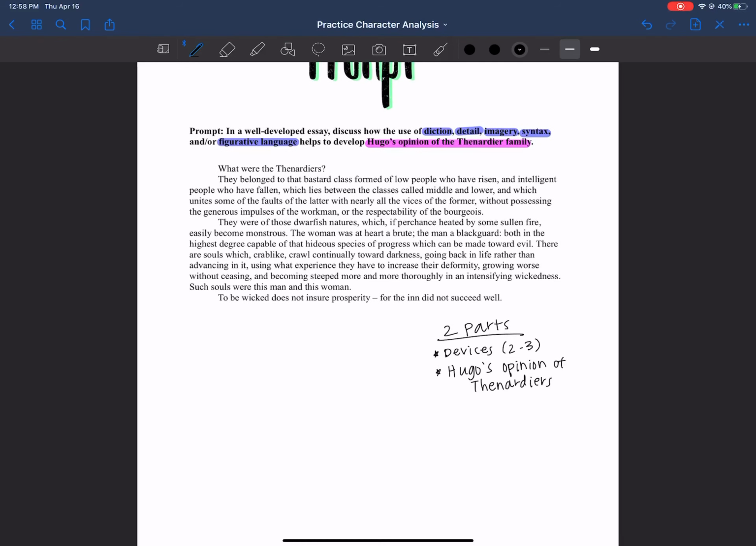in our paper. Let's get a little bit more specific and read the passage. All right, here we go.